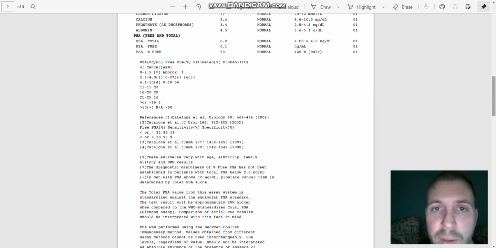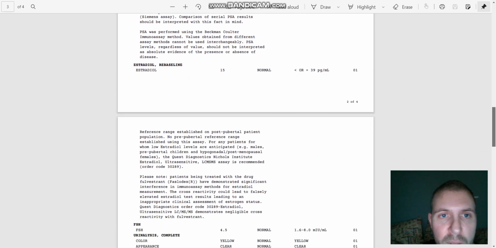PSA 0.2, so no prostate cancer or anything. Prostate's in really good health, which is obviously ideal when you're less than 30 years old. You don't want to have issues there. But 0.2 is really good.